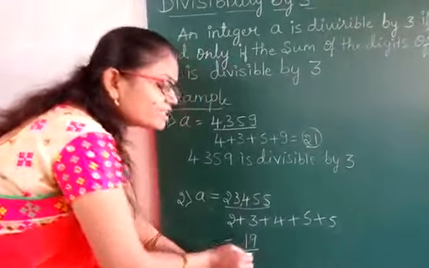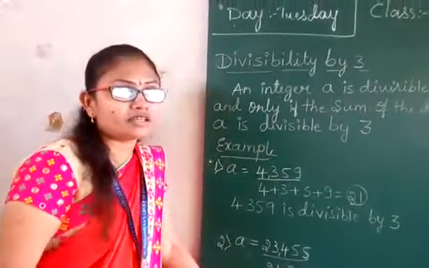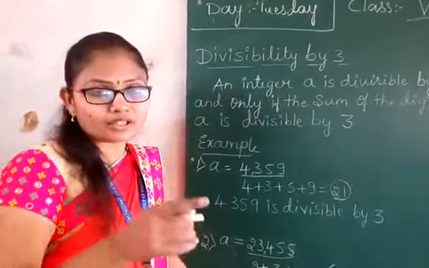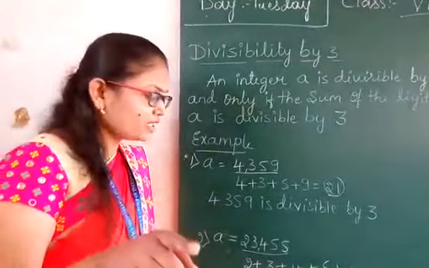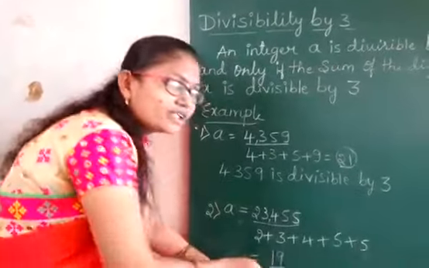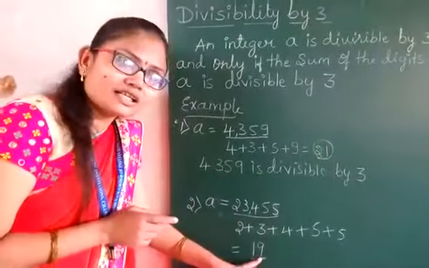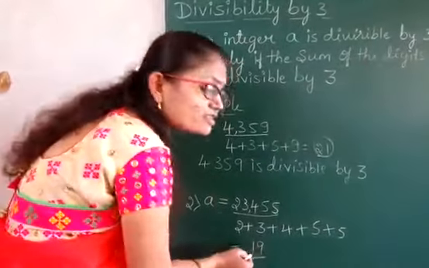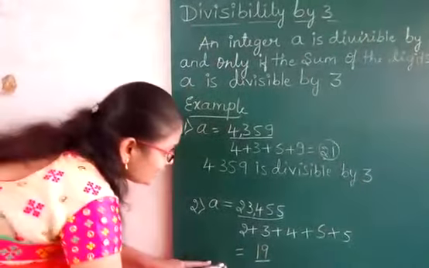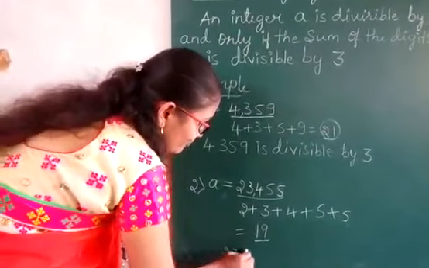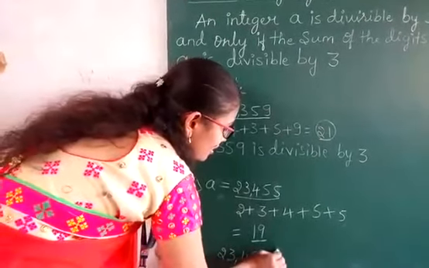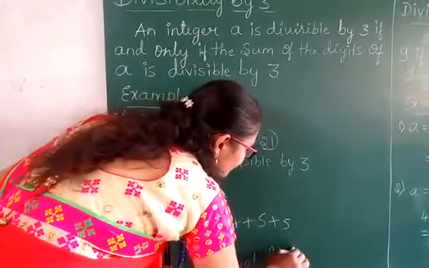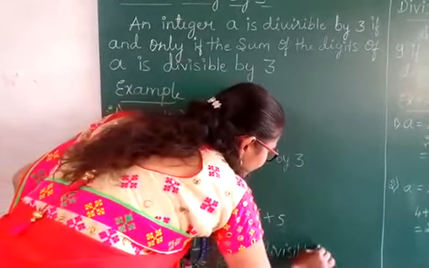Now we have to check whether 19 is divisible by 3 or not. How do we check? Just check the multiples of 3, which are the table of 3. Does 19 occur in the table of 3? No, 19 does not occur in the table of 3, so we can say that it is not divisible by 3. We can conclude that 23,455 is not divisible by 3.